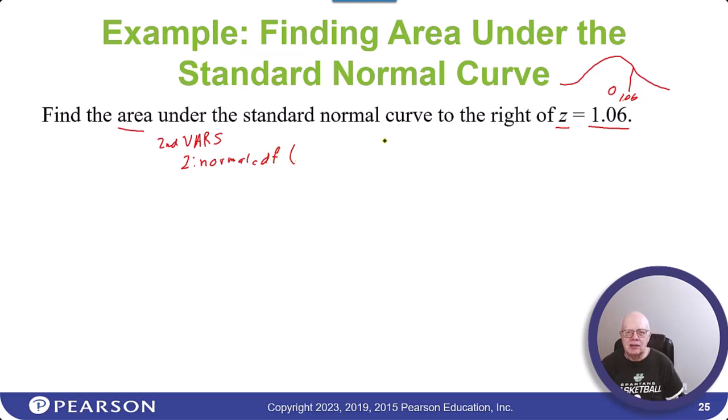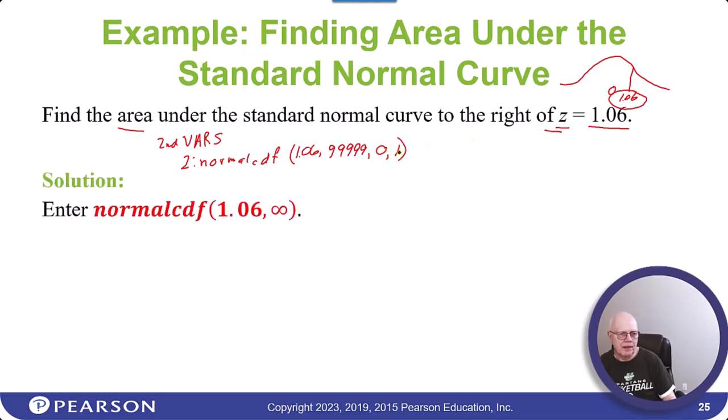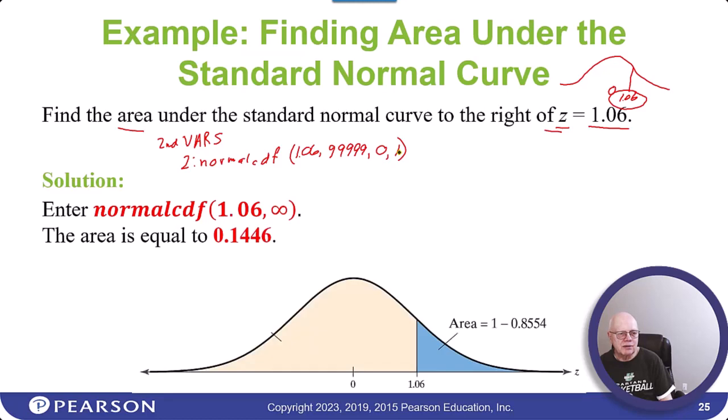And since you want to start, notice this is to the right of Z, so you want it to start at 1.06, so that's the lower bound. Where do we stop? We don't stop. So we'll just simulate positive infinity by just putting a bunch of 9s in there. It's easy to type. We're talking about z's, so I'll slide my 0 and 1 in there, and I'm ready to go. And there's my area. Notice from the picture you can tell that it's going to be less than 0.5, and there you go. You know you're in good shape.